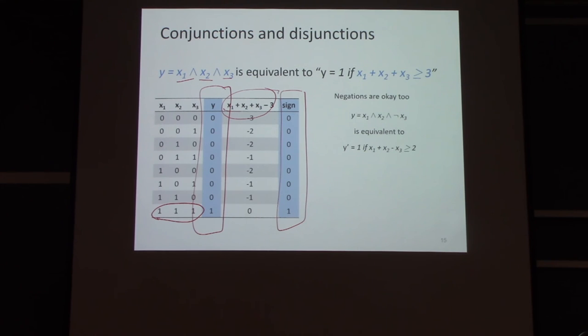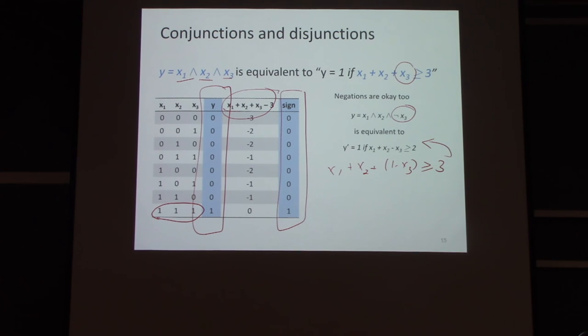Negations are also easy because all you have to do is replace this. Say x3 is negated here, right? So I have x1 plus x2 plus the negation of x3, so 1 minus x3, is greater than or equal to 3. That gives you this thing. So you replace anything that is negated with 1 minus that. So if you have a Boolean function that's just a simple conjunction with either maybe negations or maybe not, then it's actually easy to convert it to a linear threshold unit.